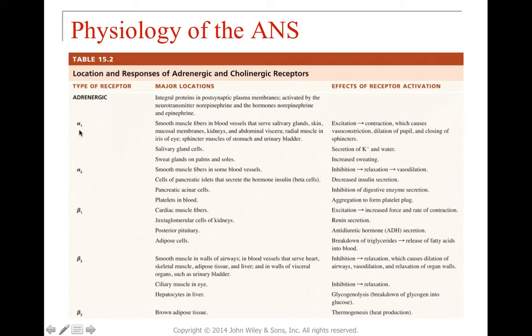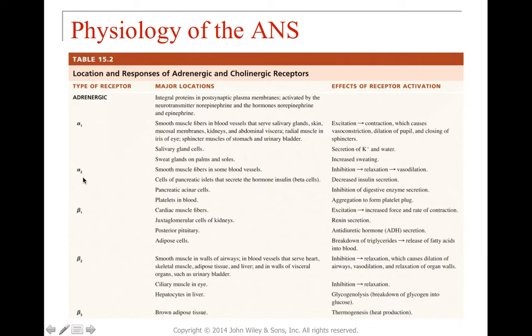Now, alpha 1 is going to be involved in smooth muscle fibers and blood vessels that serve the salivary gland, your skin, your mucous membranes, kidneys, etc. This is going to cause contraction, which causes vasoconstriction. So the constriction of the blood vessels can cause dilation of the pupil, also causes closing of the sphincters.